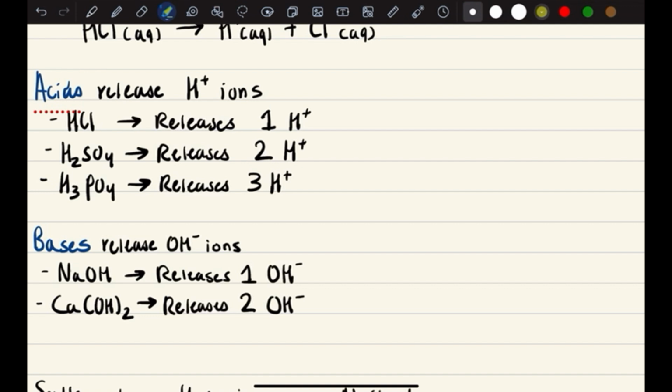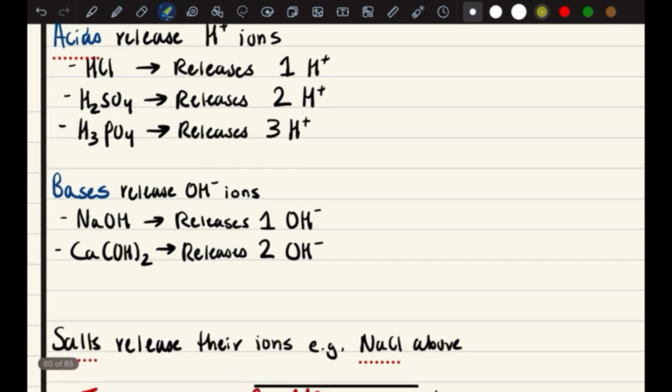A similar thing happens when you have a strong base. Your bases are going to release hydroxide, OH minus ions. So sodium hydroxide is only going to have one hydroxide ion released. For calcium hydroxide, you can see two hydroxide ions are being released. So that's with acids and bases.